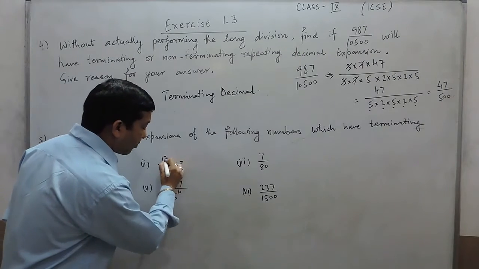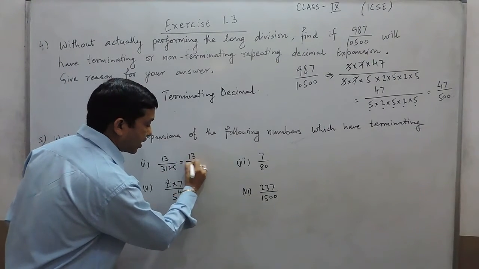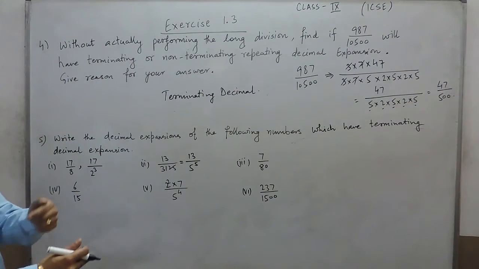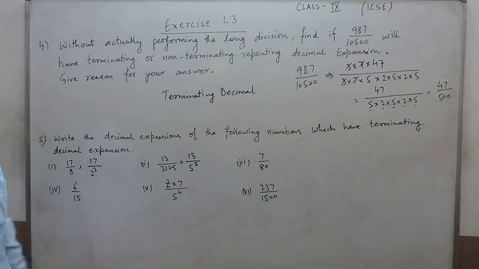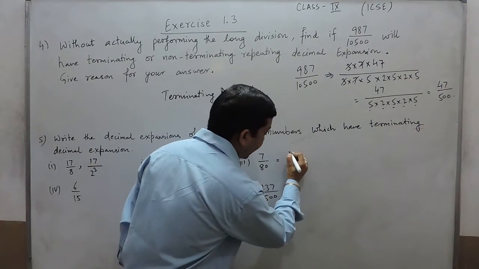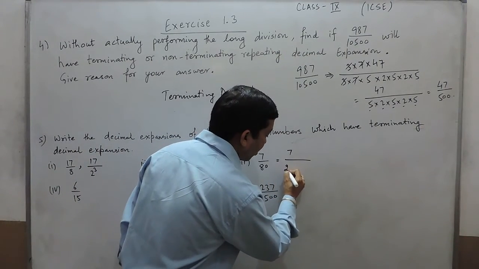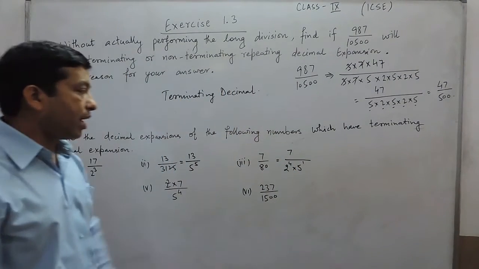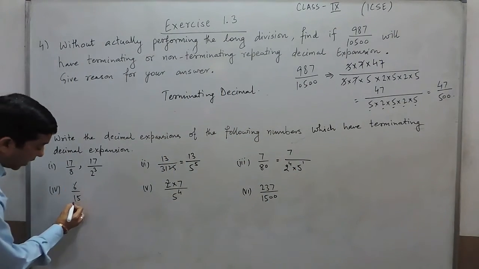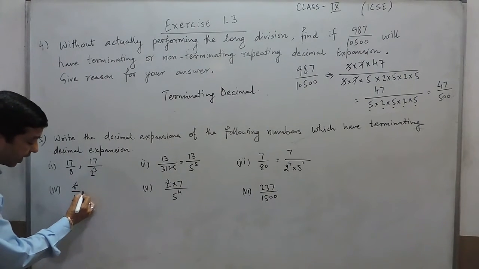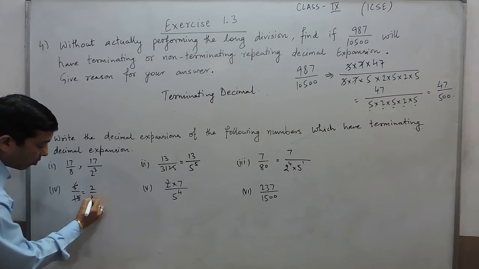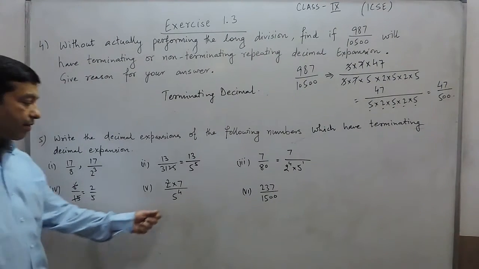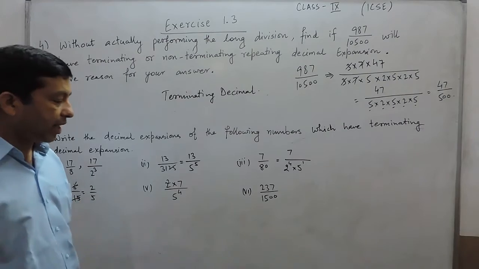When it is 13 upon 3125, it can be written as 13 upon 5 to the power 5, which is 5 into 5 into 5 into 5 into 5. Again, this is a terminating decimal. 7 upon 80 can be written as 7 upon 2 to the power 4 into 5 to the power 1. Again, this is a terminating decimal. When it is 6 upon 15, this can be cancelled by 3. It is 2 upon 5. In the denominator, again it is 5, so it is a terminating decimal.